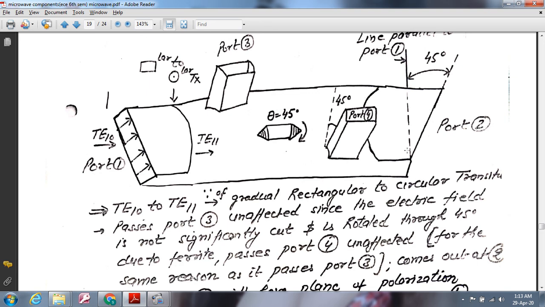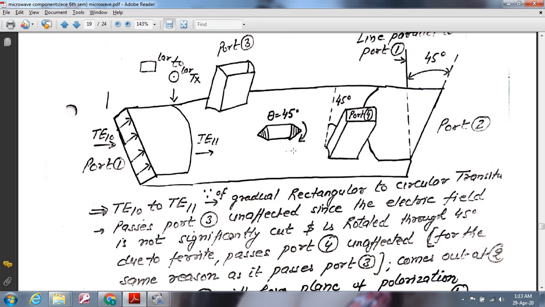Now power from port number 2 will have its plane of polarization already tilted by 45 degrees with respect to port number 1. This port and this port will have a shift of 45 degrees. So power from port 2 will have its plane of polarization already tilted by 45 degrees, and this power passes out from here.